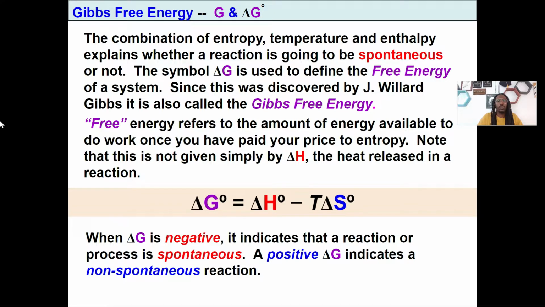We use the symbol delta G to define the Gibbs free energy of our system. So why is it called Gibbs? Somebody discovered it, and his name was J. Willard Gibbs. He said, I discovered this, so I'm going to name it after myself, and let's call it Gibbs free energy. If I discovered it too, I would have done the same thing. I would have called it Johnson free energy. That's the reason it's called Gibbs.